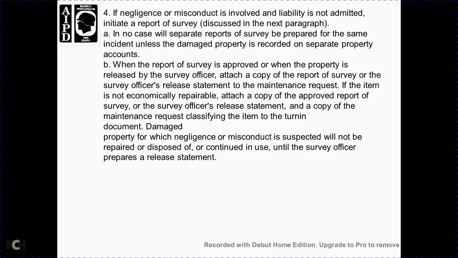When the report of survey is approved for property relief, the survey officer attaches a copy of the report of survey and releases the statement of maintenance required for an item not economically repairable. They attach the copy of the approval of the report of survey, and the survey officer releases the statement, a copy of the maintenance required classifying the item. For damaged property where negligence or misconduct is suspected, it will not be repaired, disposed of, or continued in use until the survey is completed after the preparer's release statement.